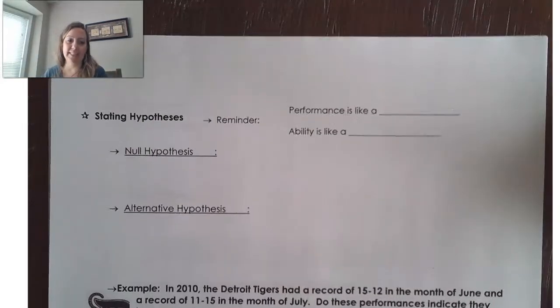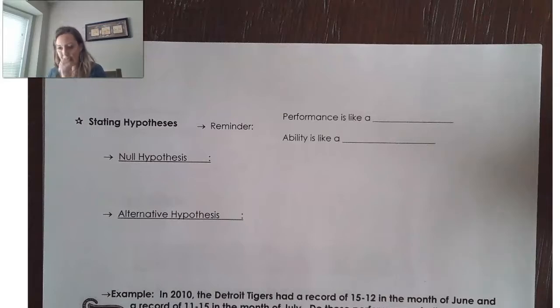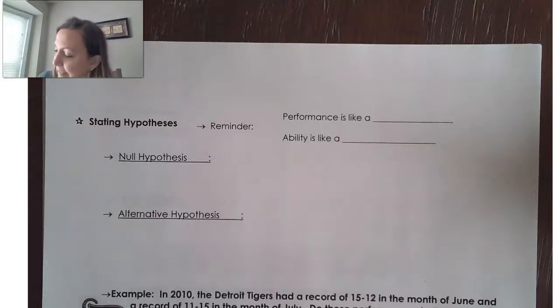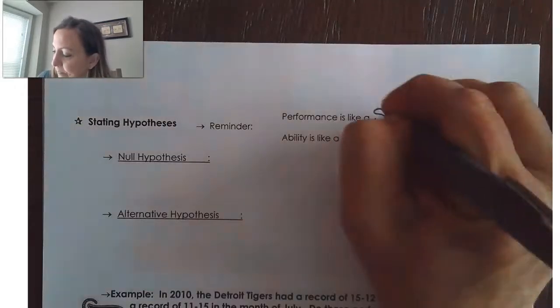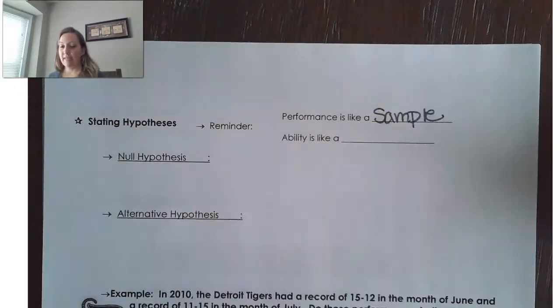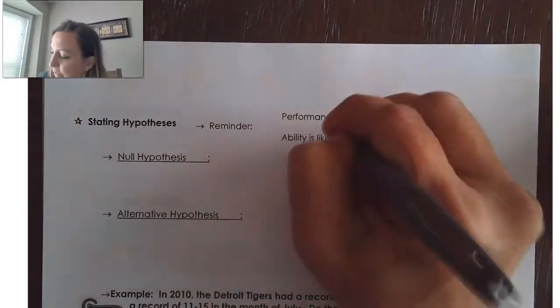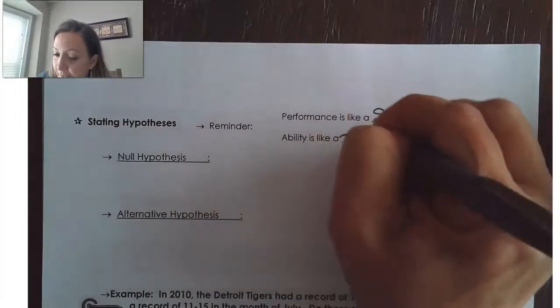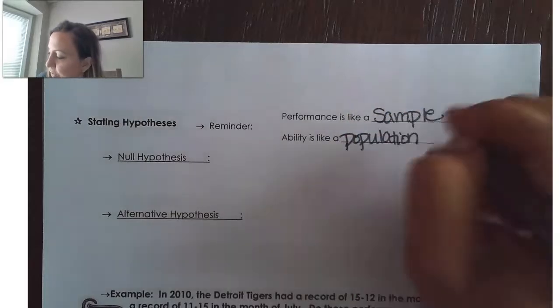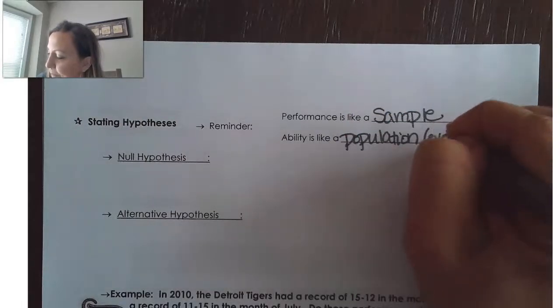So we're going to be going through this today. We're going to be learning how to state hypotheses. And again, before we do that, I'm just going to remind you that performance is like a sample, and ability is that hypothetical thing, which is like, in a regular stats class, a population, which considers every possibility.